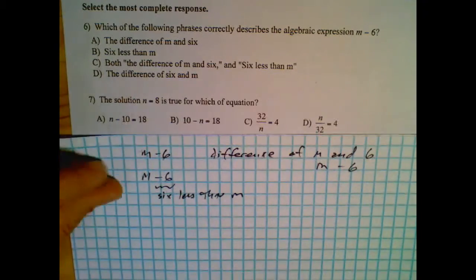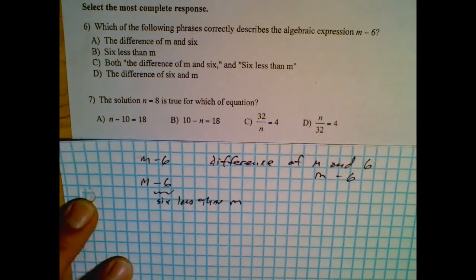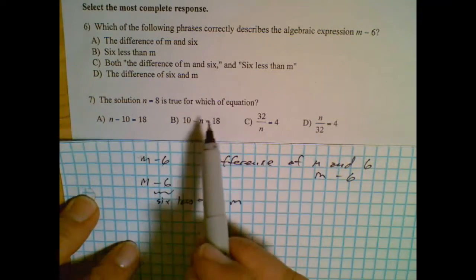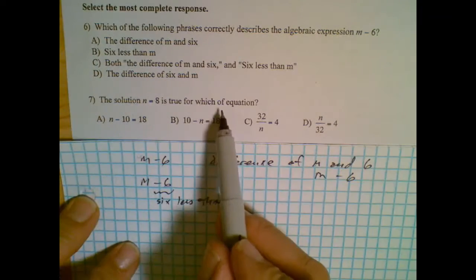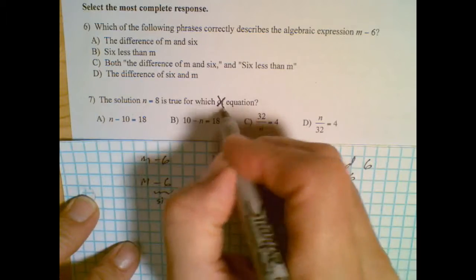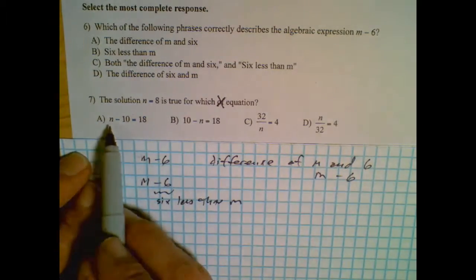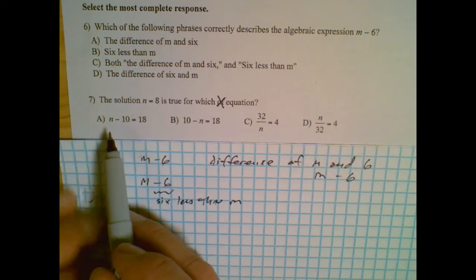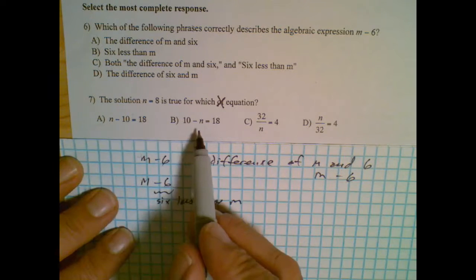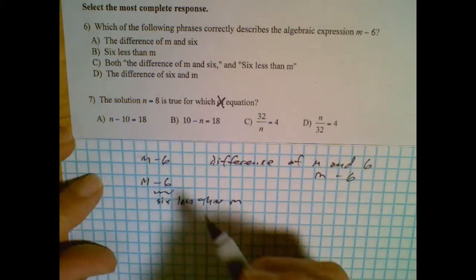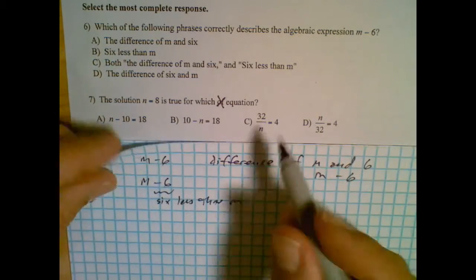Number 7. The solution n equals 8 is true for which equation? Excuse the typo there. Well, just plugging in the 8, we can see right away that 8 minus 10 is less than 0, so that makes no sense, not A. 10 minus 8 is 2. That doesn't work. And now we're left with 32 over m.